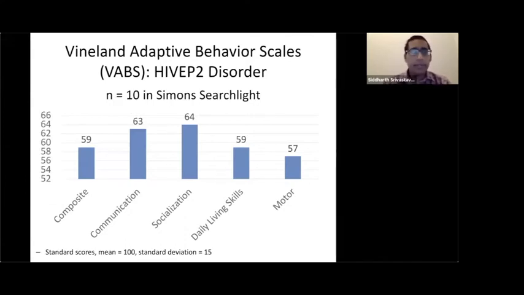The overall adaptive score was 59. A score of 100 is the mean, and one standard deviation below the mean is 85. So a score of 59 is more than 2 standard deviations below the mean. Communication and socialization were relatively higher, while daily living skills and motor skills were relatively lower.